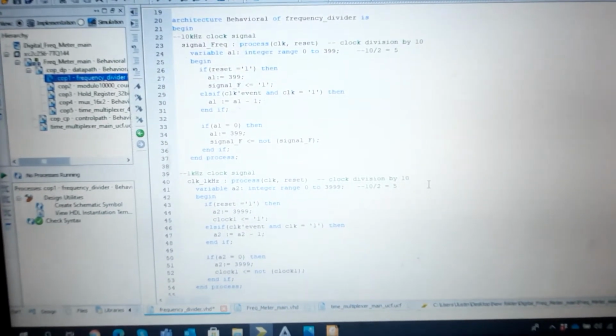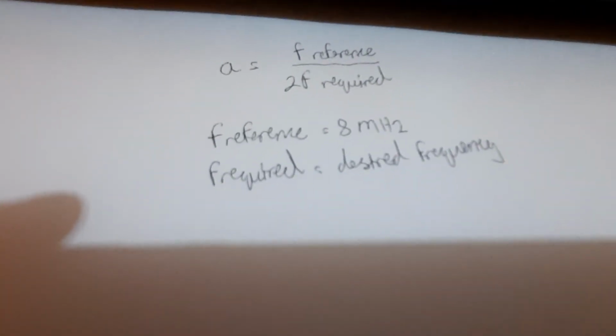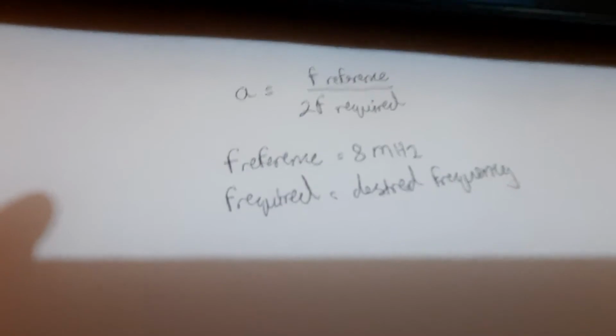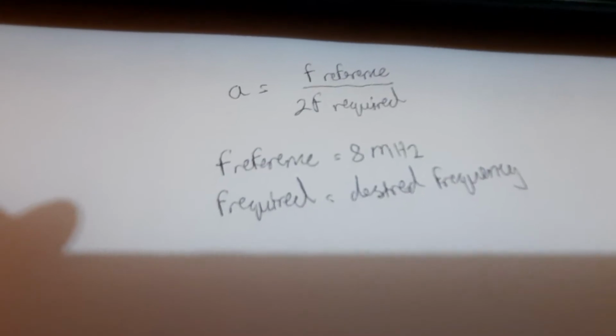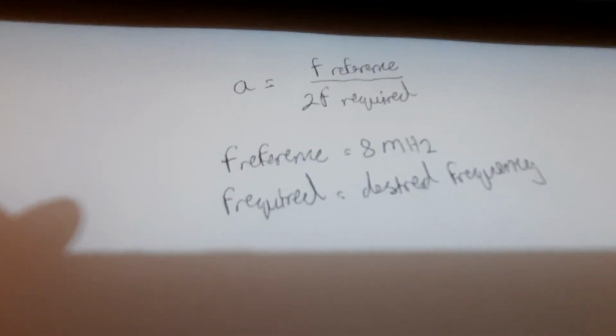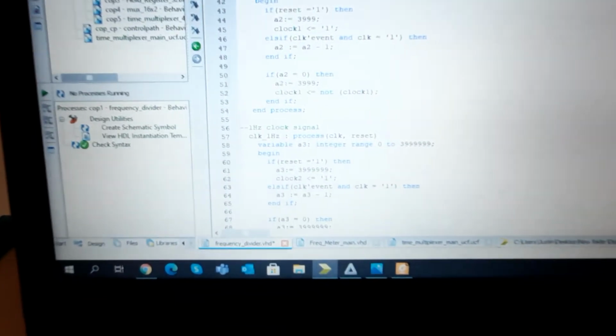To produce a 10 kHz clock signal, which is the middle frequency, we utilize the frequency divider equation. A is equal to F reference over 2F required. Since we are using the Corona 2 CPLD starter board, the reference frequency is 8 MHz. Using this equation, we can calculate the value of A for the 10 kHz clock signal, the 1 kHz clock signal, and a 1 Hz clock signal.